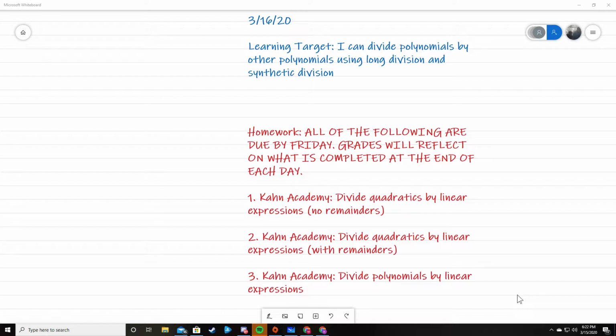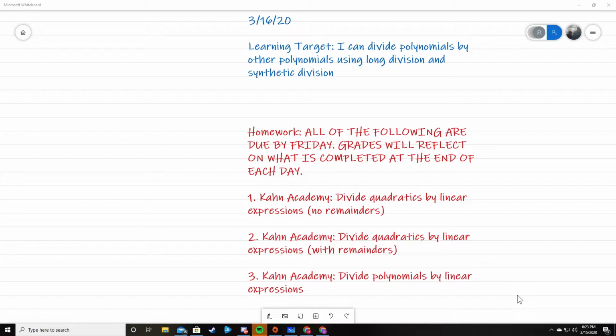So we have three things. All three of these are on Khan Academy. I understand some of you have some aversion to doing things on Khan Academy. Unfortunately, though, this is all that we have right now. Anything that we're doing will be on the computer. So please take the time to do it.